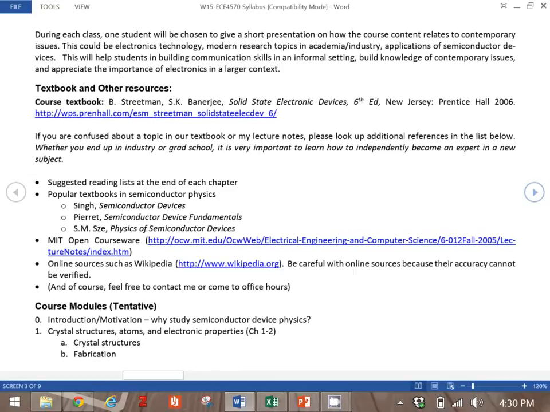Let me give an example of electronics technology. Let's say you didn't feel like doing a research article. Let's say Samsung recently released a new phone with a new type of Super AMOLED display. AMOLED is a type of organic LED, light emitting diode. It's a semiconductor device. So you could talk about this new phone that Samsung has released.